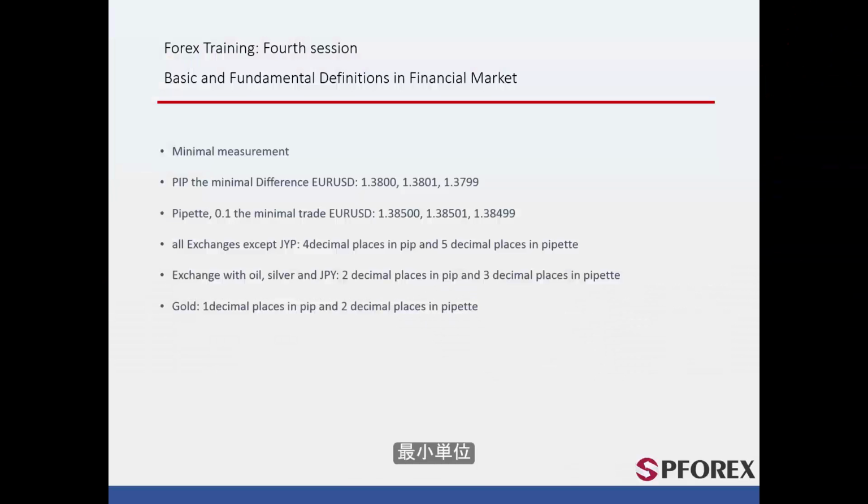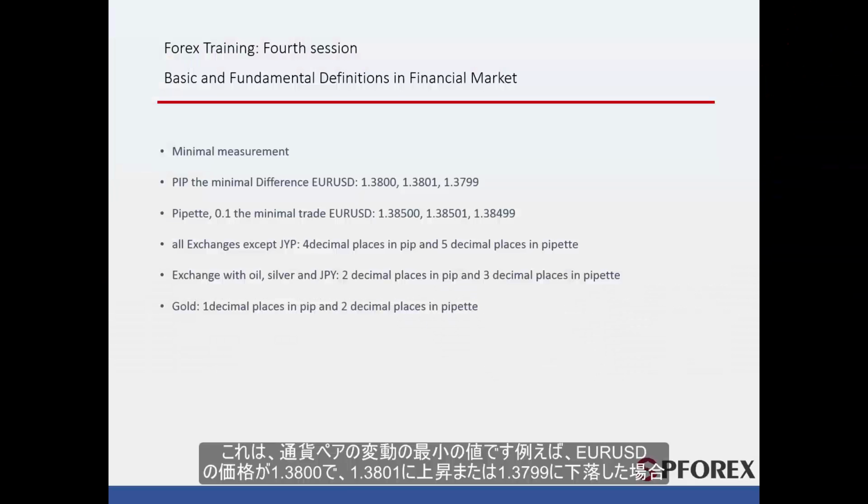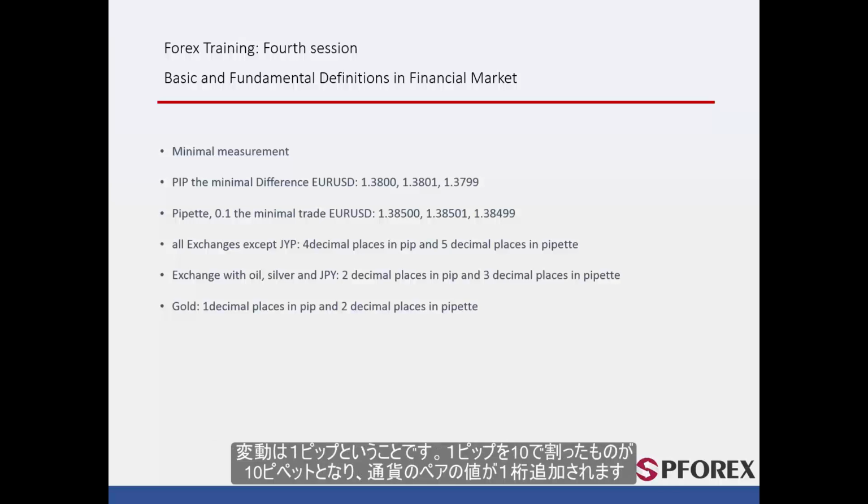Minimal measurement. Now it is time to talk about the pip. This is the smallest measurement of change in a currency pair. For instance, if the price of euro against the US dollar is 1.3800 and it rises to 1.3801 or falls to 1.3799, it changed by 1 pip.